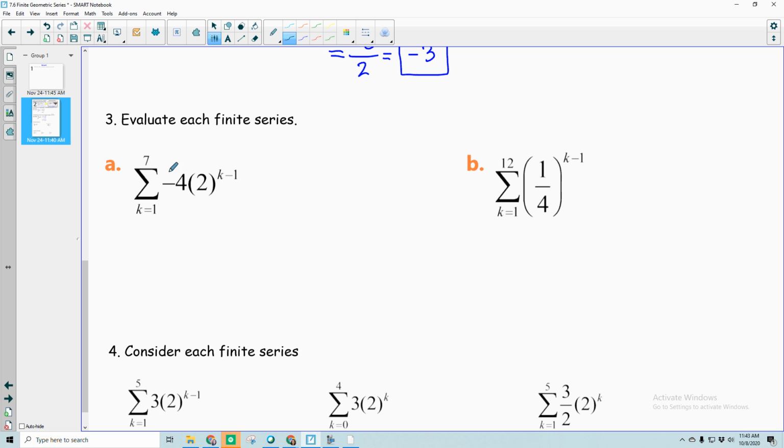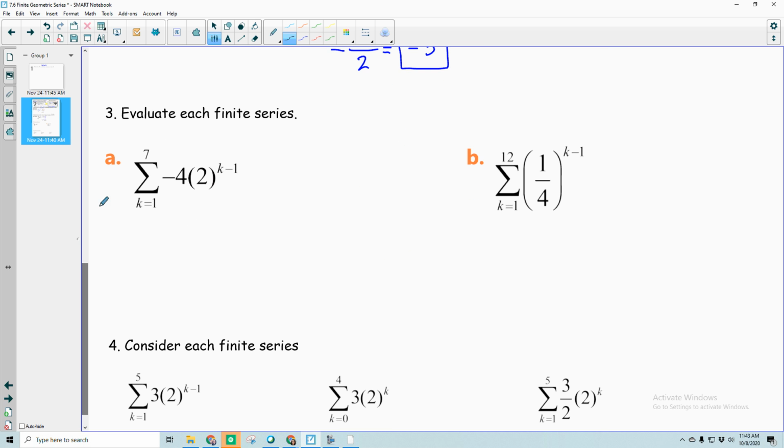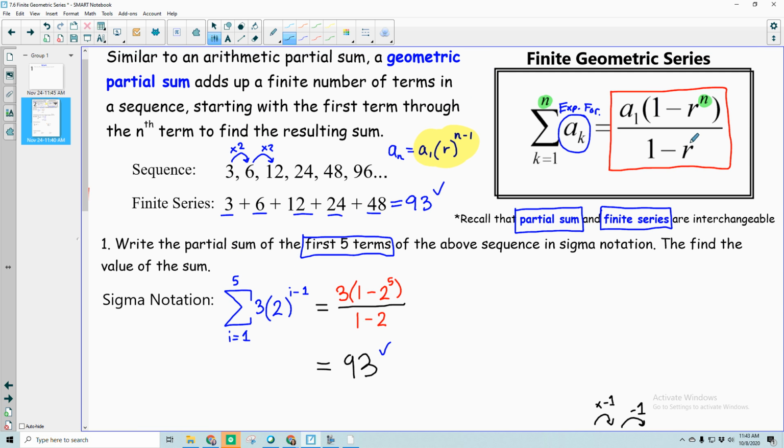All right, the next two finite series we'll be looking at don't have sequences written out. Okay, where these last two, we had a sequence to refer to. Here it's only written in sigma notation. Thankfully, we have all the information that we need, though, to plug into this formula to calculate the sum, okay?